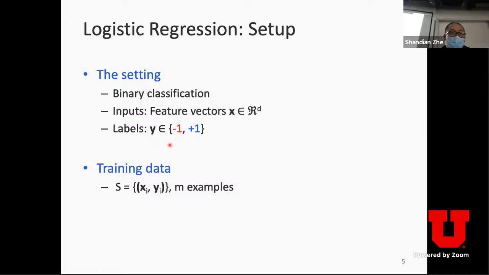So the inputs, without loss of generality, we can assume they are feature vectors in a d-dimensional space. And the labels are either -1 or 1. So we have exactly the same setting as the binary classification problem we discussed before. We also assume our training data are pairs of xi and yi, meaning input feature vectors and output binary labels -1 or +1. And suppose we have collected M training examples.